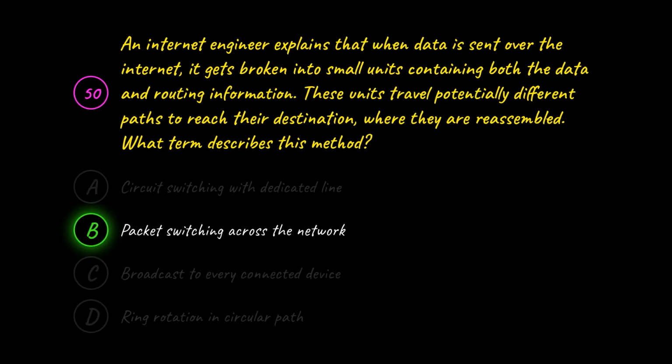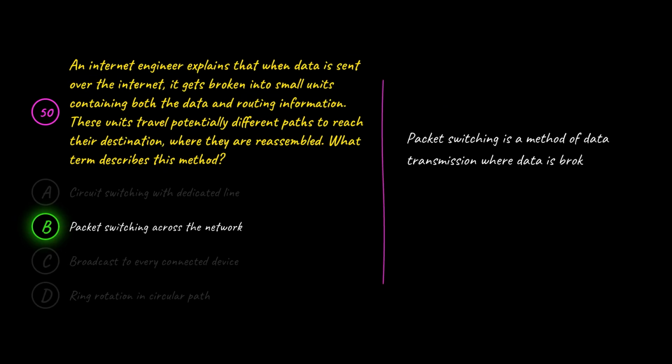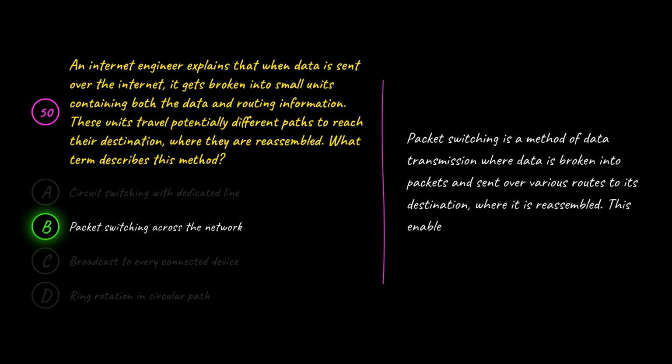The correct answer is B. Packet switching across the network. B is correct because packet switching is a method of data transmission where data is broken into packets and sent over various routes to its destination, where it is reassembled. This enables efficient use of network resources simultaneously.